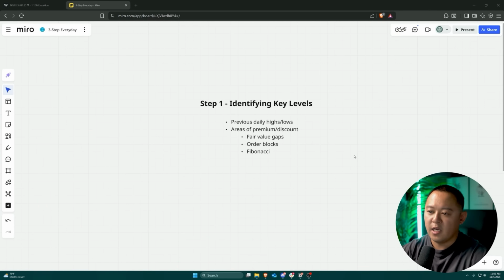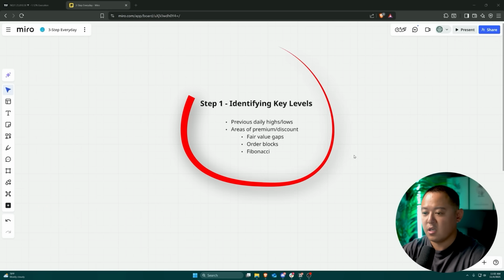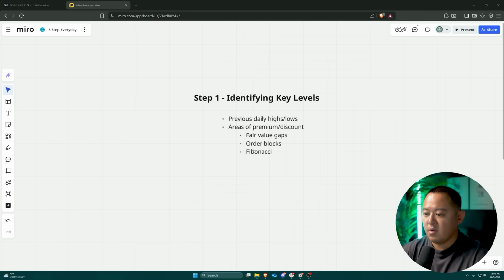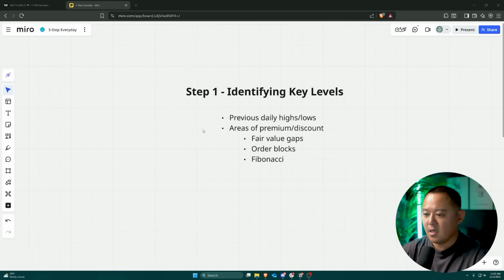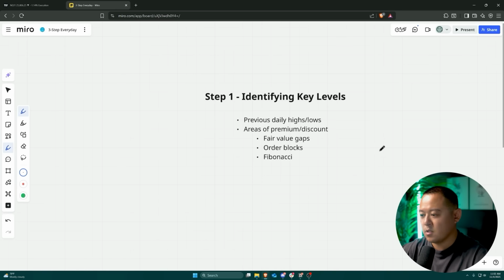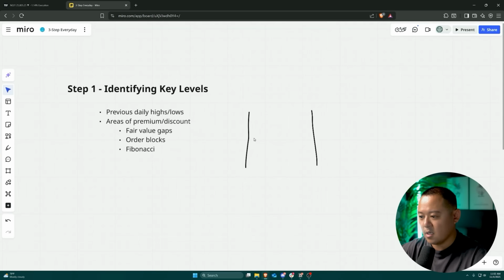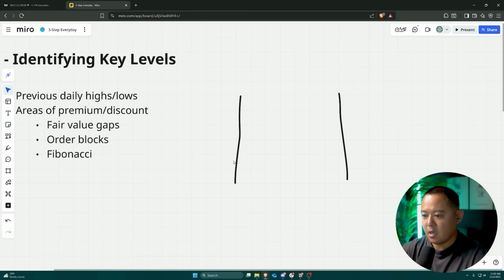So first, we need to lay out the foundation of our trade and mark the key levels where we're going to look for opportunities. To do this, we break it down into 2 key parts. First is going to be marking out the previous daily highs and lows. When we are talking about our daily highs and lows, let's just say we have this specific block of price action, and this represents 24 hours of our trading day. Now I'm talking about midnight Eastern to midnight Eastern.